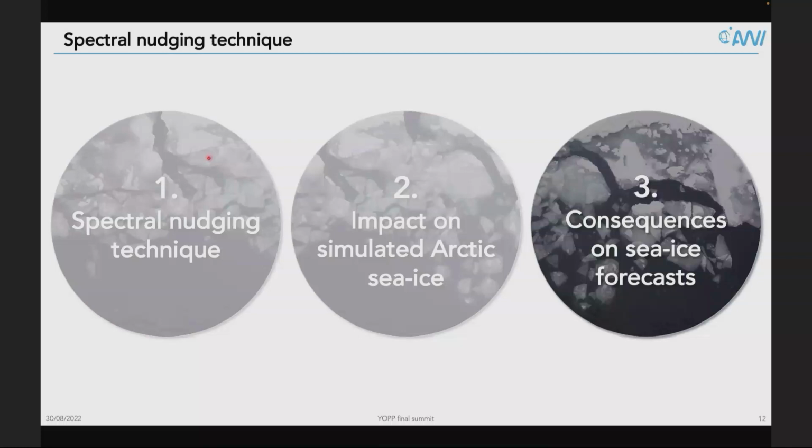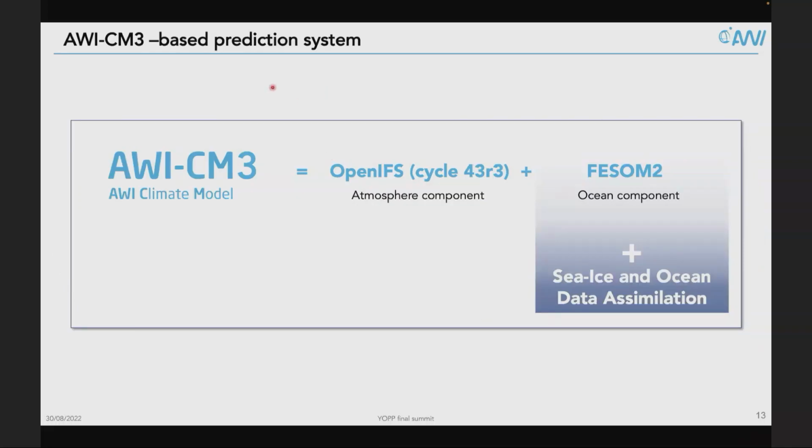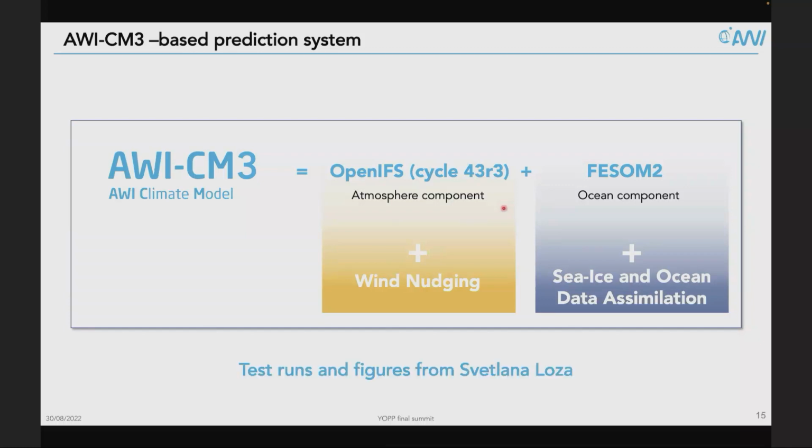So now, what are the consequences of this quite well captured variability on the sea ice forecasts? In this section, I will be presenting results based on the AWI-CM-3 based prediction system. Here, our system assimilates sea ice and ocean data. And the little addition is that here, eventually, we also do wind nudging in the atmosphere in the OpenIFS. In the following, I will be presenting some test runs and figures that were provided by Svetlana Loza, who is also a colleague from AWI. And I want to thank her very much for that.